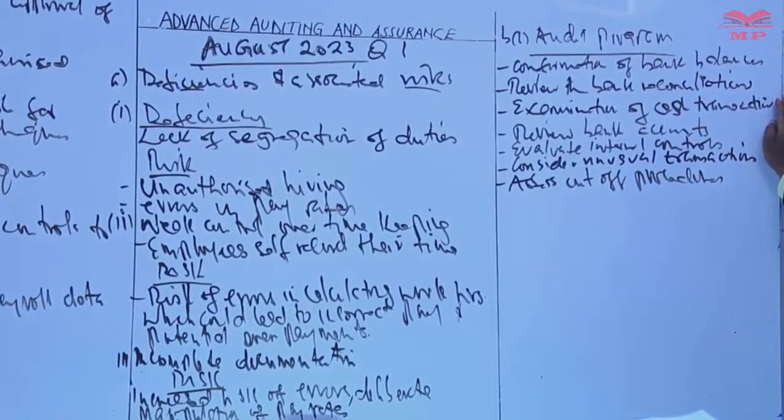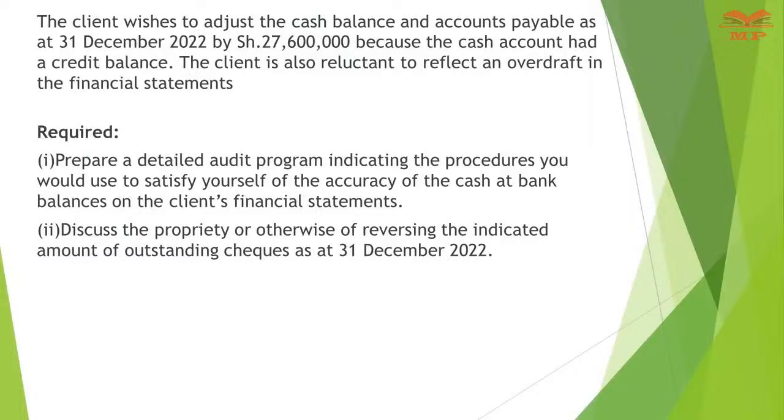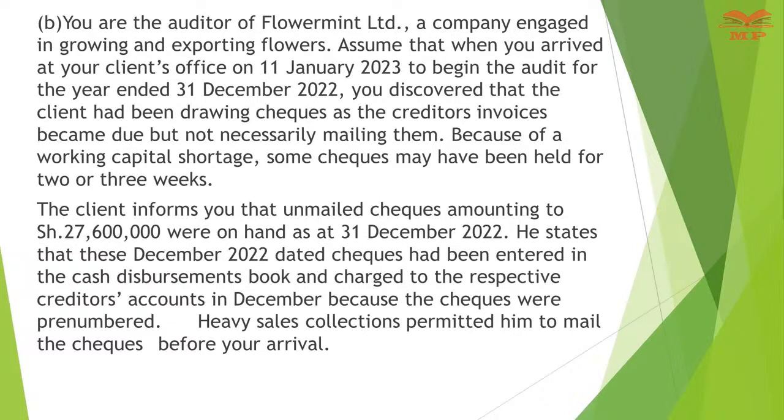Roman 2, discuss the propriety or otherwise of reversing the indicated amount of outstanding checks as at 31st December 2022. That's what we read in the third paragraph. The client wishes to adjust the cash balance and accounts payable as at 31st December 2022 by 27.6 million. The client informs you that unmailed checks amounting to 7.6 million were on hand as at 31st December 2022. They were unpaid.